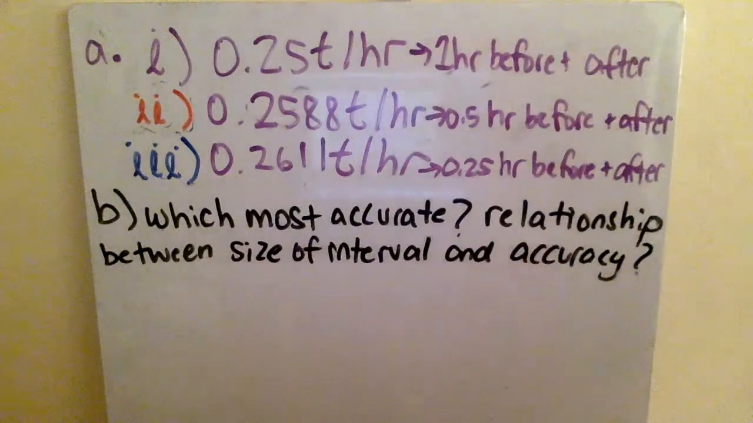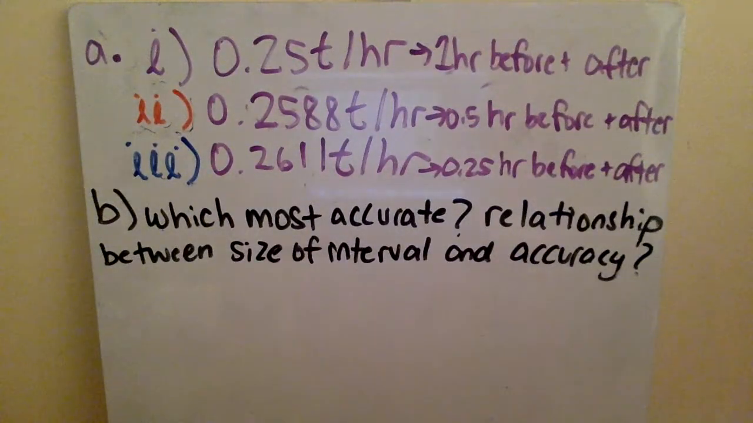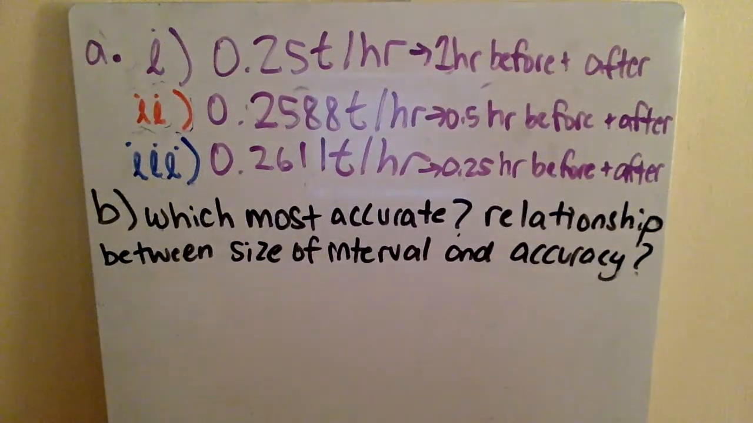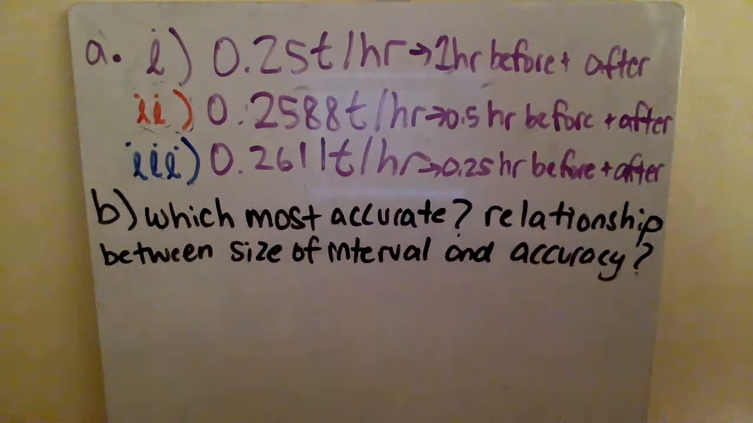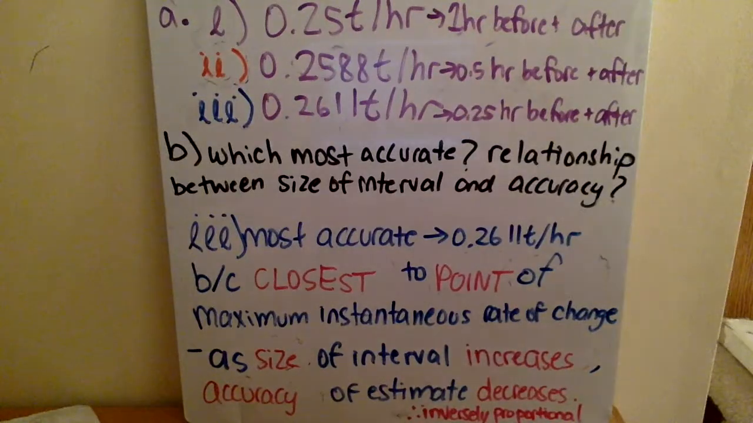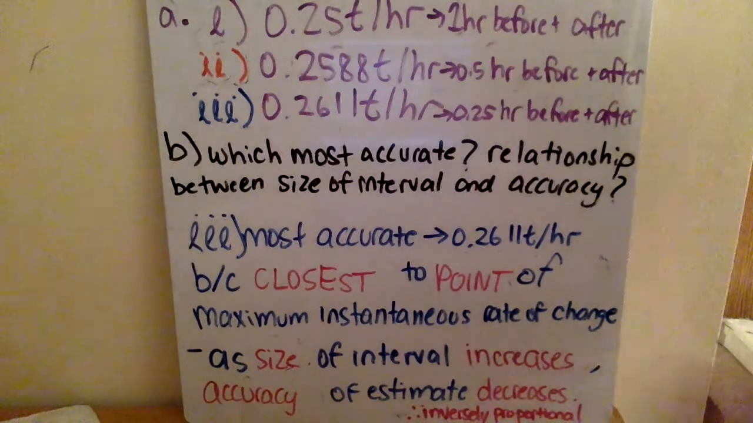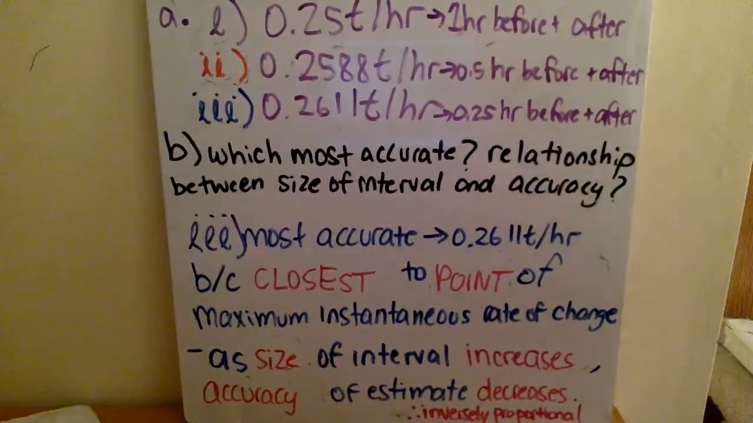Moving on to question B, which states, which estimate is the most accurate? What is the relationship between the size of the interval and the accuracy of the estimate? The estimate that is the most accurate is III at 0.2611 tons per hour, 0.25 hours before and 0.25 hours after. And this is because this is the smallest interval, so it is closest to the point of maximum instantaneous rate of change.